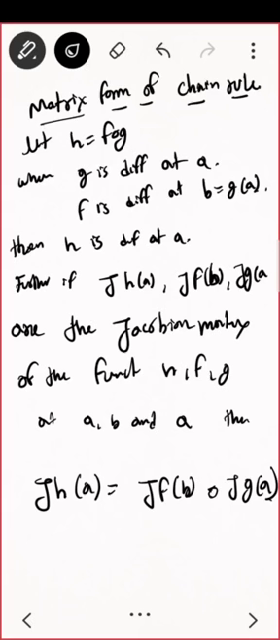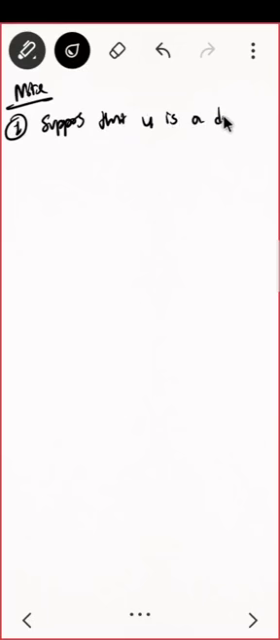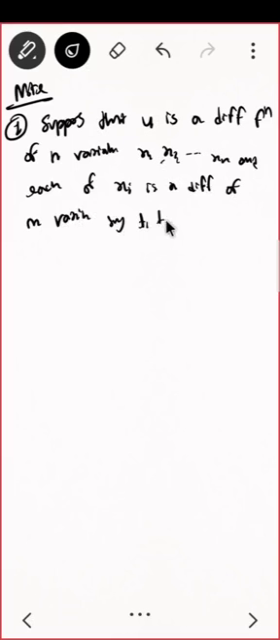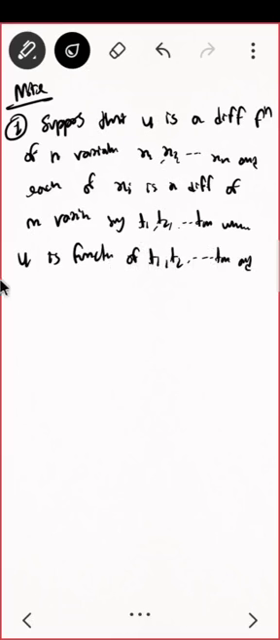And one more thing. Suppose that u is a differentiable function of n variables, say x1, x2 up to xn, and each xi is a differentiable function of m variables, say t1, t2, up to tm, where u is a function of t1, t2, tm. Then this will happen: dou u by dou t1.